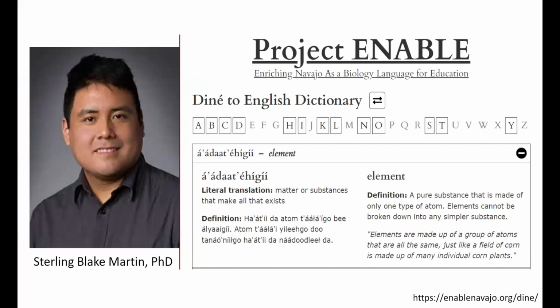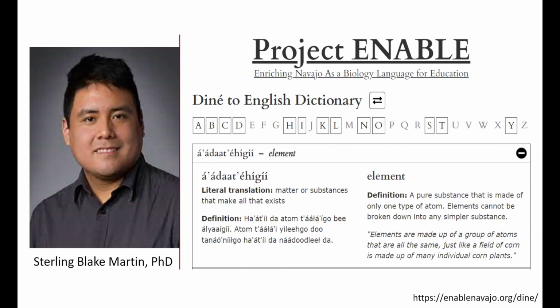One example that I'm sharing here is a recent graduate from UW-Madison. This is Dr. Sterling Blake Martin, and he started Project Enable, enriching Navajo as a biology language for education. He was in a cell-based program at UW. And what he found, especially coming from the Dene Reservation, is that it was hard for him to talk to his family about what he was studying.